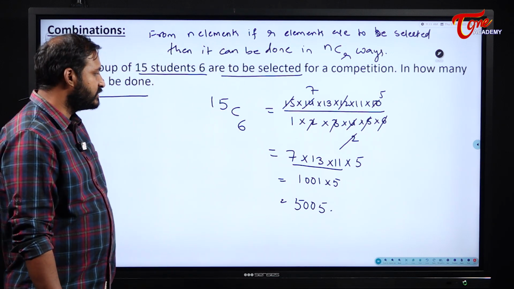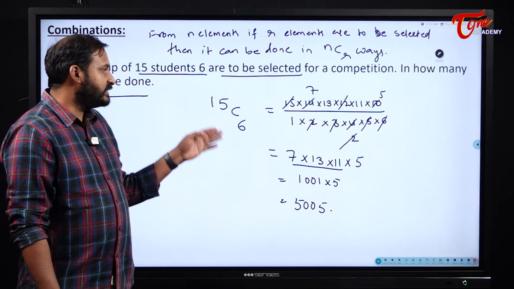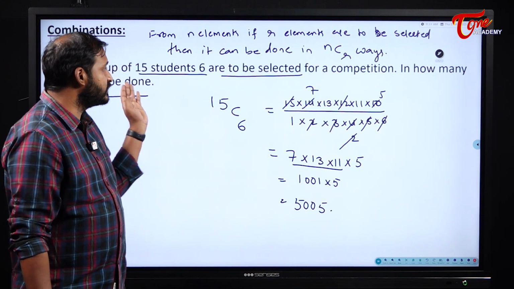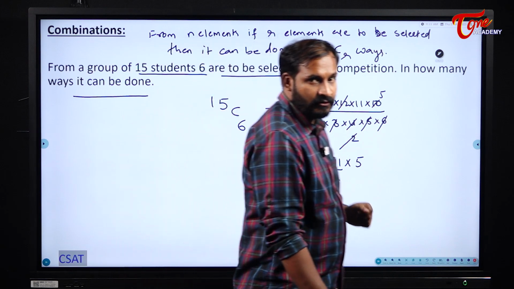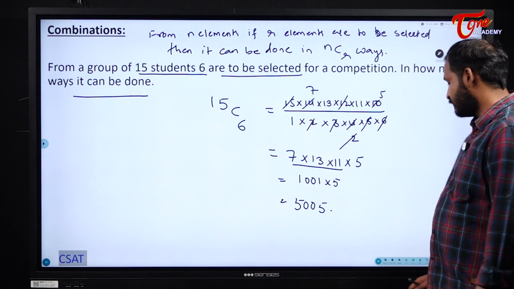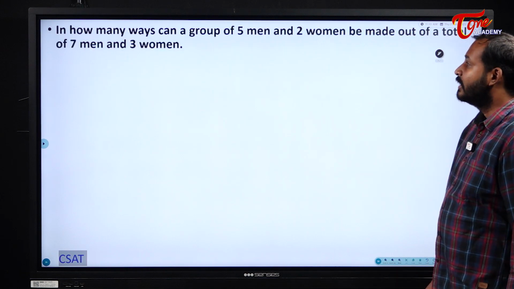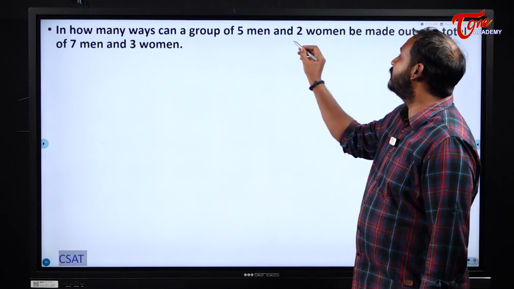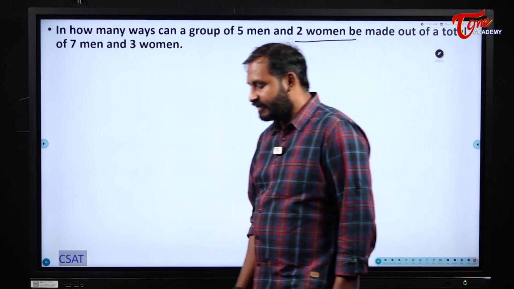Okay, understood, students? In this many ways we can select 6 students out of 15 students. Out of 15 students we can select 6 students in 5005 ways. Okay, next one. In how many ways can a group of 5 men and 2 women be made out of a total of 7 men and 3 women?